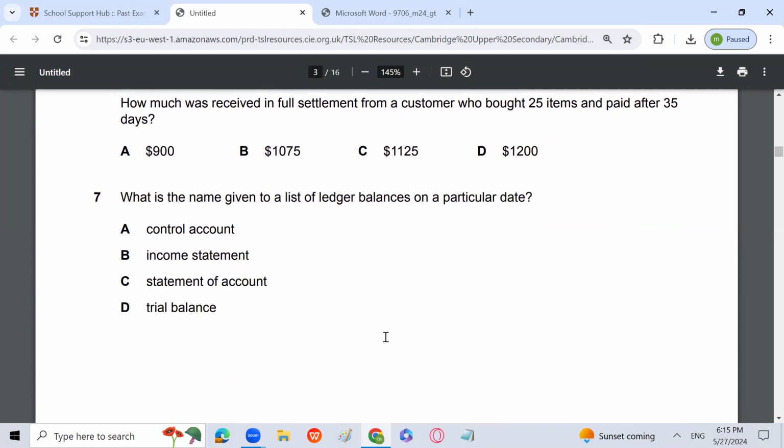What is the name given to a list of ledger balances on a particular date? That is trial balance. Trial balance is a list of ledger balances on a particular date, right? It shows that total debits are always equal to total credit. It also checks the arithmetic accuracy of the ledger balances.